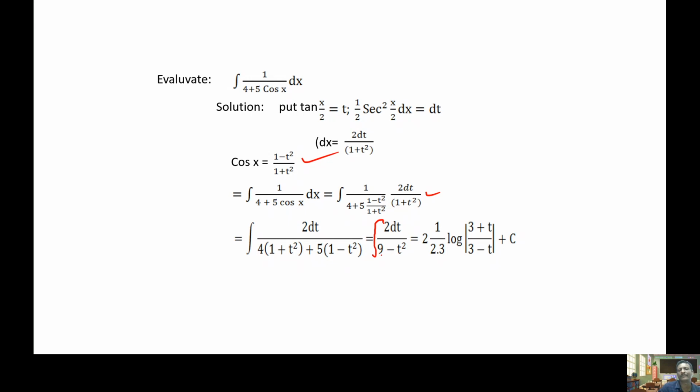This is of the form integral dx by a squared minus x squared. What is 1 by a squared minus x squared? It is 1 by 2a log of (a plus x) by (a minus x). So we get (3 plus t) by (3 minus t). What is t? Tan x by 2. So 1 by 3 log of (3 plus tan x by 2) by (3 minus tan x by 2) plus c.